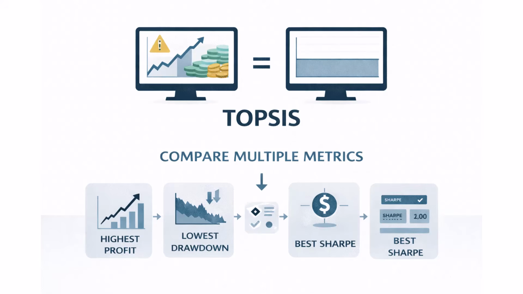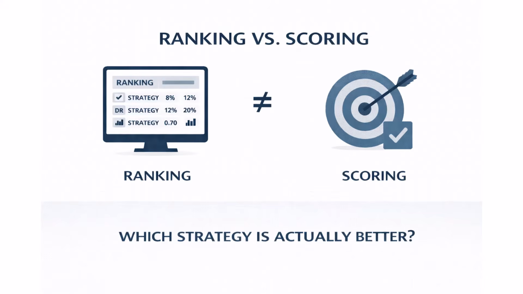Now, in a previous video I showed you a structured way to deal with this problem using a method called Topsys. And in that video I explained how you can rank strategies by comparing multiple metrics at the same time instead of just one. And while that approach is a big step up from cherry-picking single numbers, it still isn't good enough for real trading decisions. Because ranking strategies against each other is not the same as answering the question we actually care about. Is this strategy good enough to trade with real money?